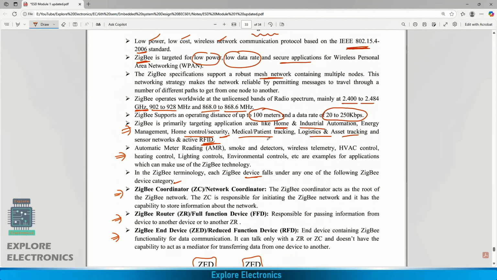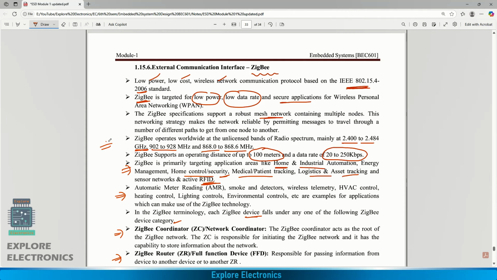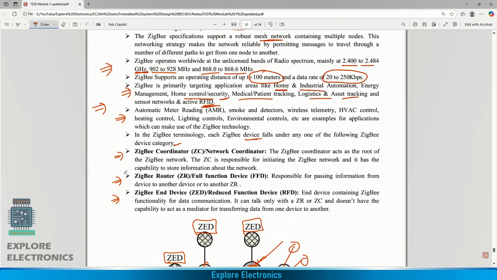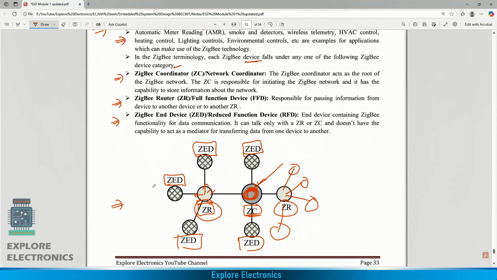Here you need to remember the range of the radio spectrum, in which applications they will be used, and what the standard is. If there is any supporting diagram, you need to write it in the exam. This is much required from the exam point of view.